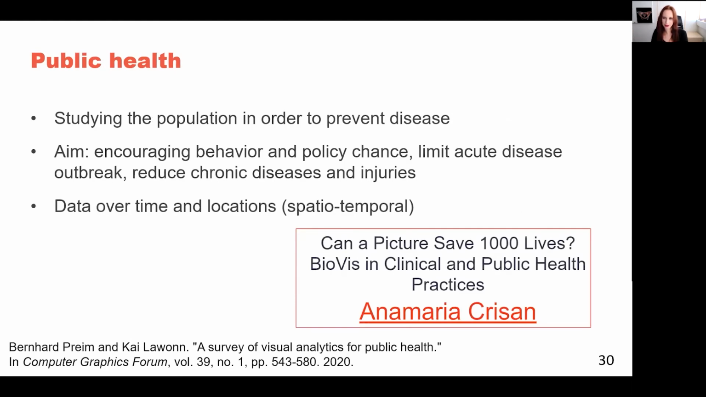Then public health. This is now a very hot topic, of course, given the global pandemic, but here you're studying the population in order to prevent disease. So the aim is to encourage behavior and policy change to limit acute disease outbreak, as we're well familiar with now, or to reduce chronic diseases and injuries. And here you have really data that is both changing over time and also changing over location. So you're having spatiotemporal data to deal with. We'll have a lecture later this week also on this very topic.